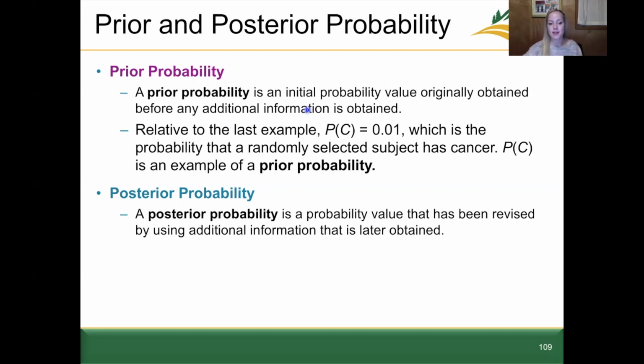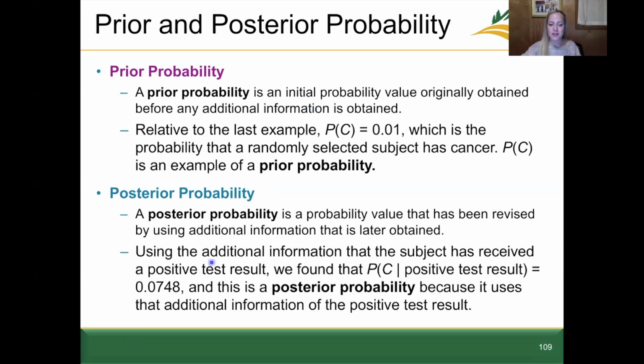So then for a posterior probability applied to that last example, we used additional information we were given that was obtained later, and we found that the probability of a patient having cancer contingent on them getting a positive test result is 0.0748. This is considered our posterior probability because it uses additional information of the positive test result, both false positive and true positive. To truly distinguish between these, you'd have to be told what's the original information we have, and then what do we find out later.